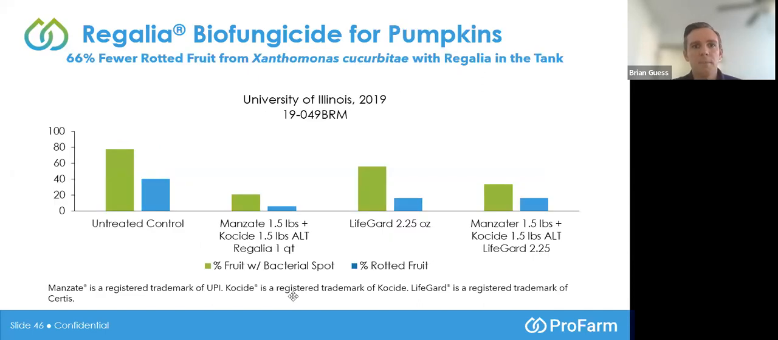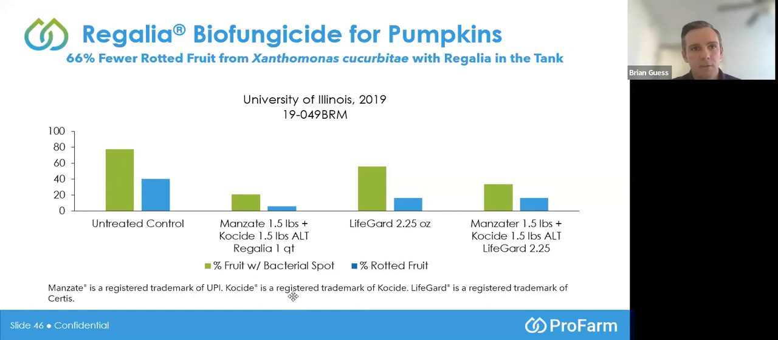This is on pumpkins with the University of Illinois. We are looking at the Xanthomonas. And so how we measured this trial is we have the green bars as the percent fruit with bacterial spot, and then the blue bars with percent rotted fruit. And you can see as an untreated control, disease pressure is high with the Xanthomonas and bacterial spot manifesting in the fruit. Looking at this first treatment, we did it a little different.